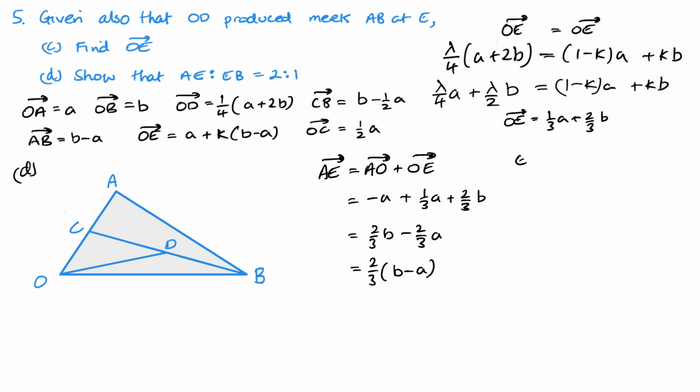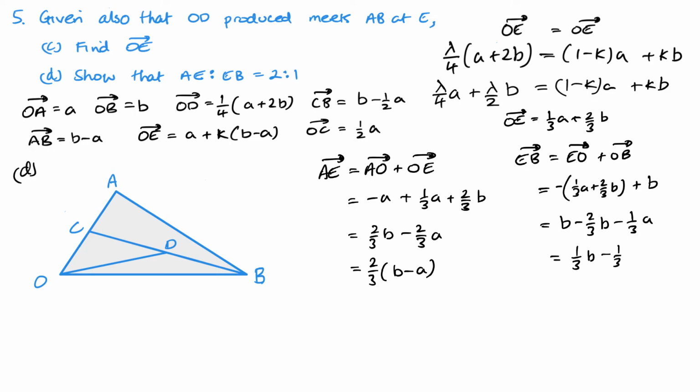Now if I look at EB, I could go E to O, as again we've got OE, and then plus O to B. So E to O is minus OE, so minus 1 third A plus 2 thirds B, plus, and then OB is just B. So we've ended up with B minus 2 thirds B minus 1 third A. So that's 1 third B minus 1 third A. So 1 third B minus A.